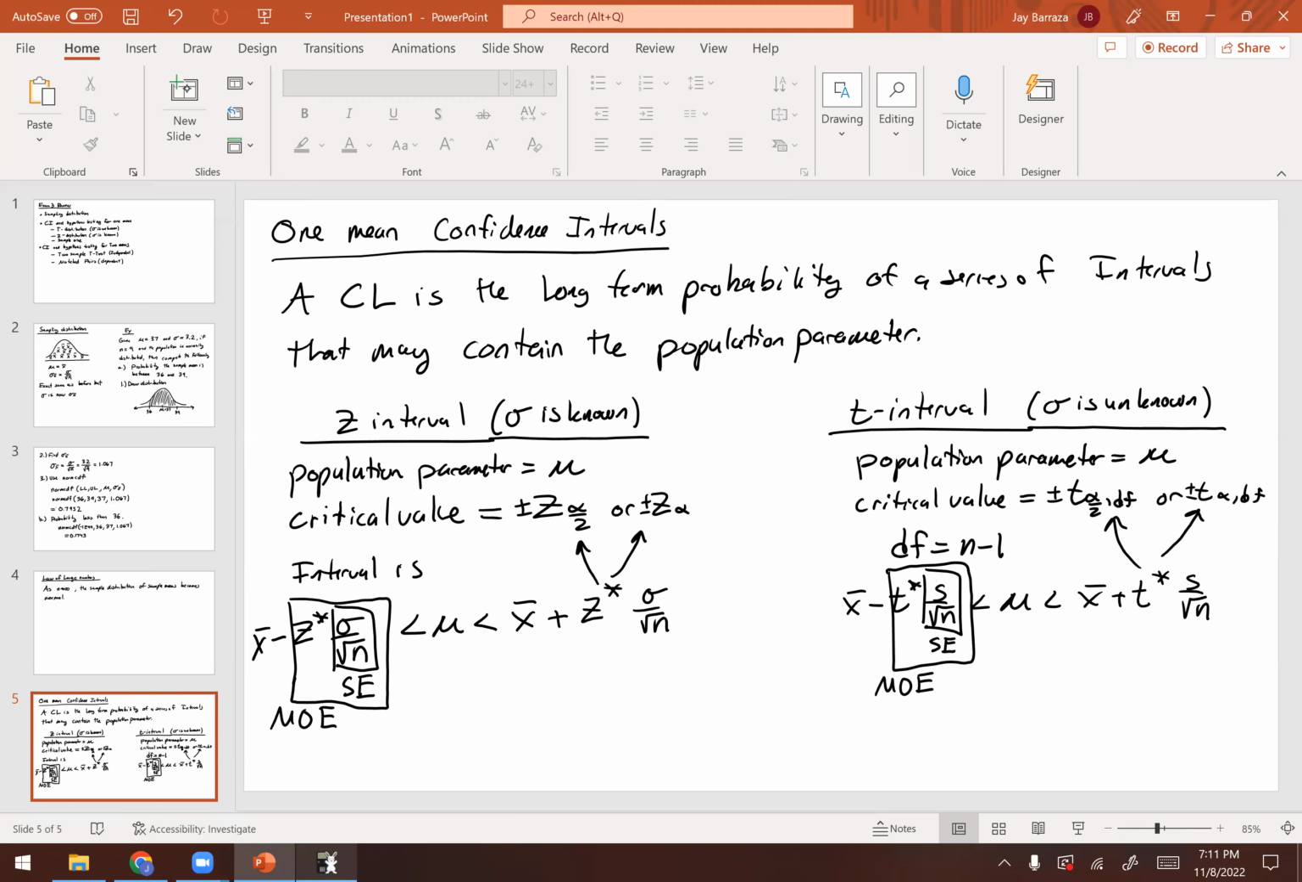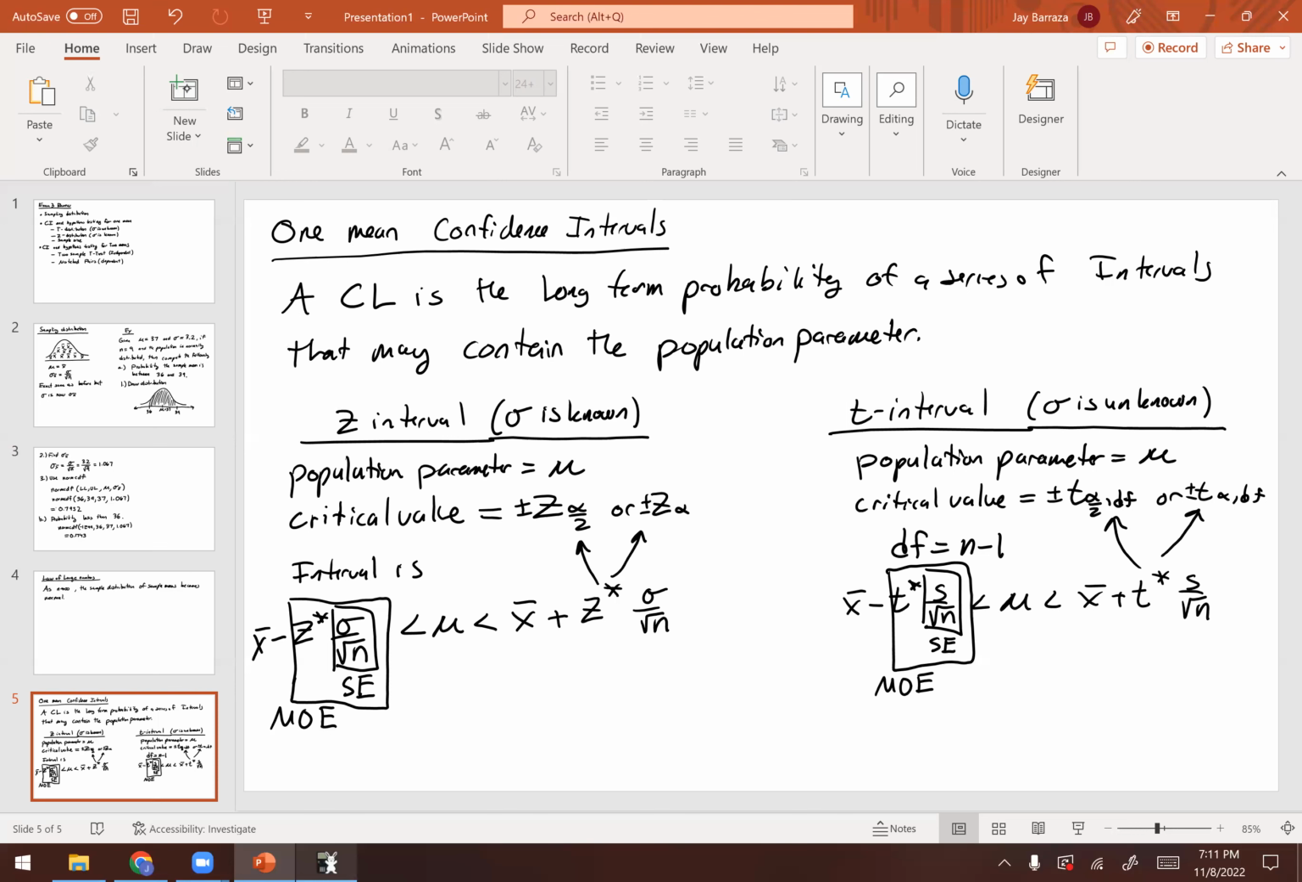Okay. So for that one homework question where it says calculate the standard error and margin of error, now you know how to calculate it. The standard error is just sigma over square root n or s over square root n. And then the margin of error is z star times that number that you got in the previous step. Okay.